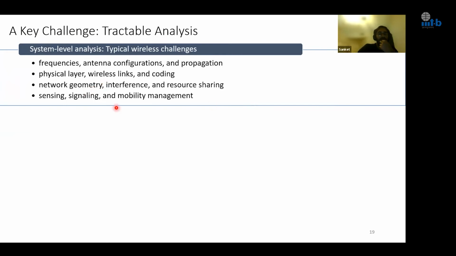And then in the system level analysis, we have the typical wireless challenges like frequency, what should be the antenna configuration, how is the channel propagation, also the physical layer, how are the wireless links, what coding techniques to use, also the network geometry, and then the interference is different, how to share the resources, how to sense signal, and then do the mobility management for mobile users.